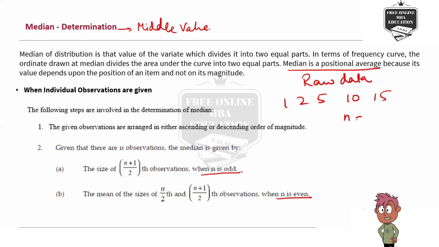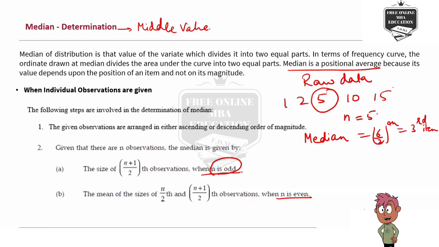Now here n is equal to 5, so it is odd, as you could see. Now, what would be my median? The median value would be the (n plus 1) by 2th item. That means 6 by 2, the third item. So what is my third item? 5. So that means this is my median.